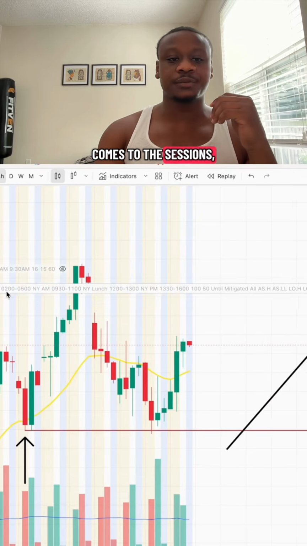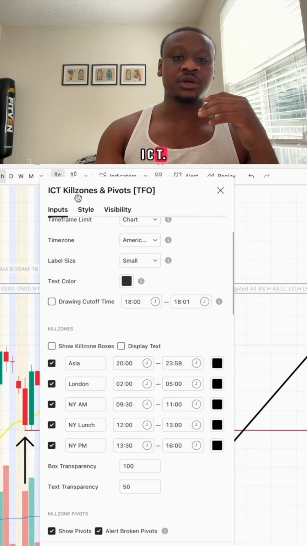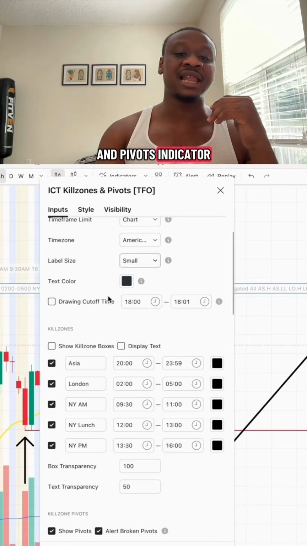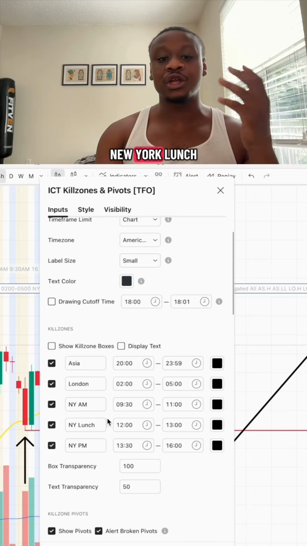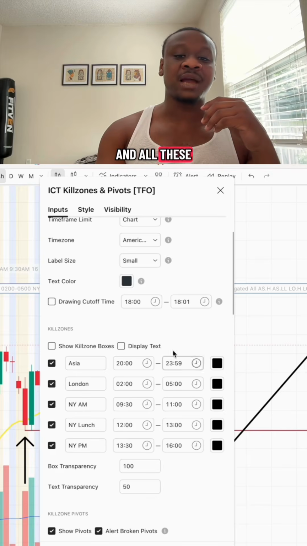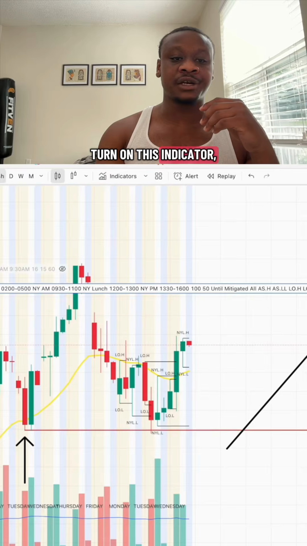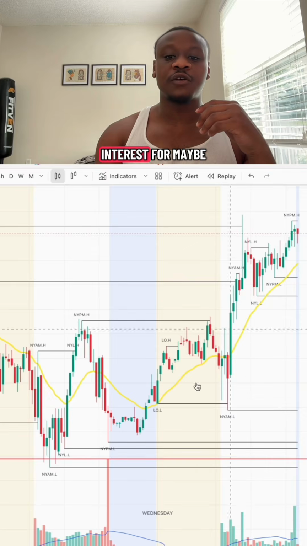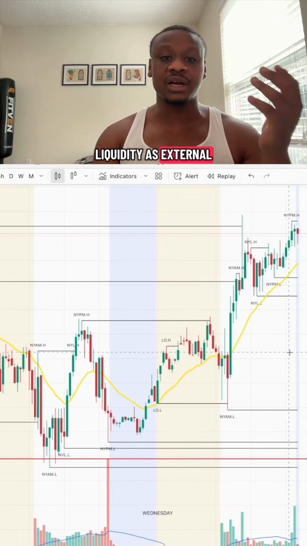But when it comes to the sessions, whether you're trading options or futures, I use this ICT kill zones and pivots indicator. This indicator allows me to mark the highs and lows for the Asia session, London session, New York AM, New York lunch, and New York PM sessions. And all these times are in Eastern Standard Time. So whenever I turn on this indicator, it marks out certain swing points on the chart that would be an area of interest to maybe sweep buy side or sell side liquidity as external liquidity.